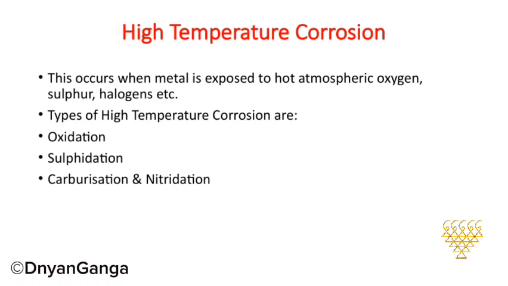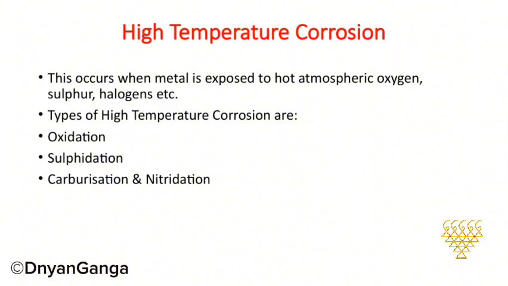Oxidation is probably the most common, where metals react with oxygen to form oxides, which can weaken the material over time. Sulfidation happens when sulfur compounds react with the metal, creating sulfides that can be quite destructive. Carburization and nitridation involve the diffusion of carbon and nitrogen into the metal's surface, leading to hard, brittle layers that compromise the metal's integrity. Understanding these different types of high-temperature corrosion is crucial, because it helps us design better materials and protective strategies, ultimately improving the longevity and safety of components operating in extreme environments.